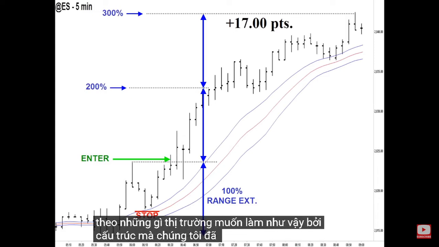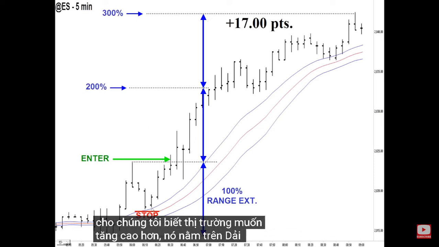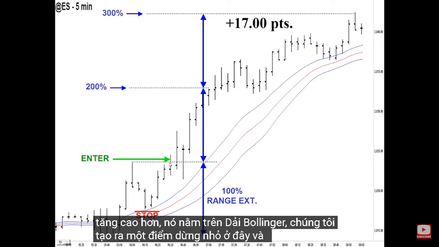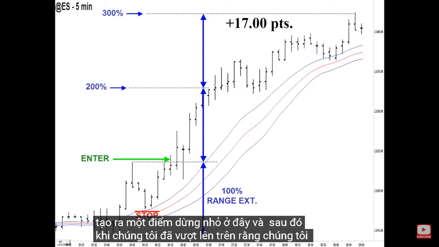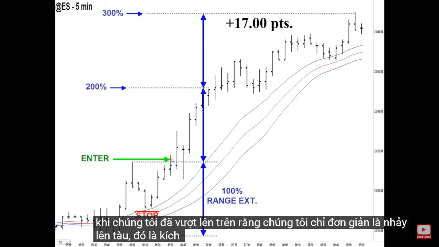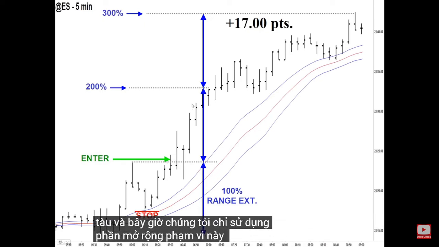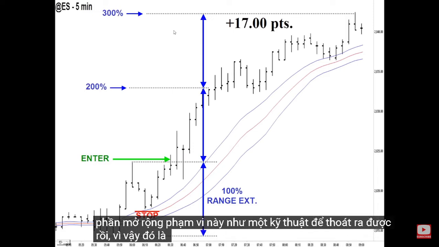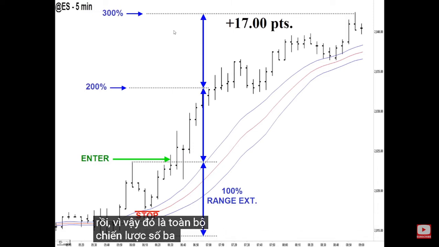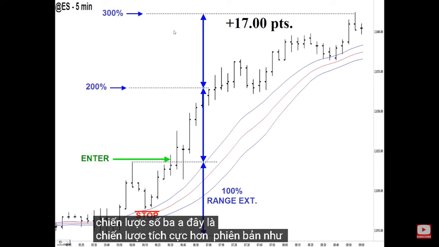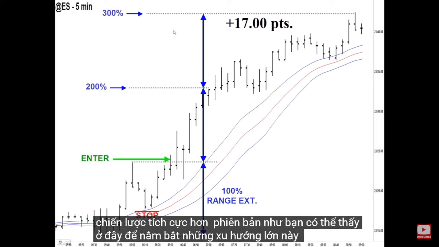So by the structure that we've given you, it's telling us the market wanted to go higher. It's above the Bollinger Band. We create this little stop here, and then once we went above that, we simply jumped on board. That was our trigger to jump on board. And now we just use this range extension as a technique to exit. Okay? All right, so that's it in entirety, the strategy number 3A. This is the more aggressive version, as you can see here, for capturing these big trends.